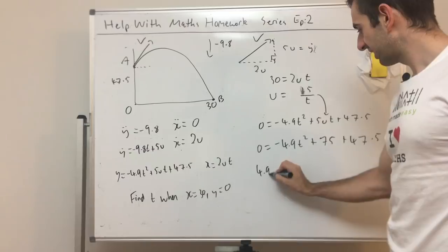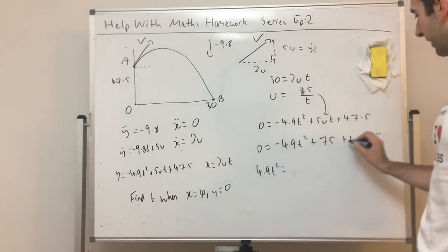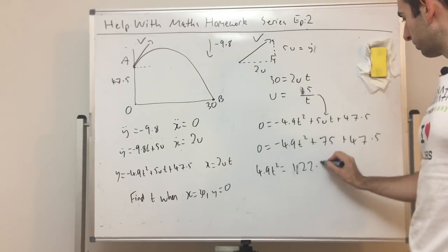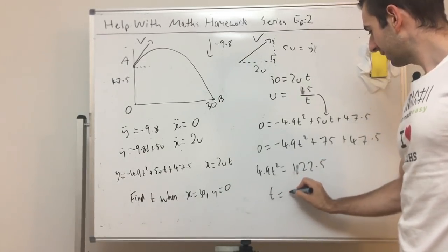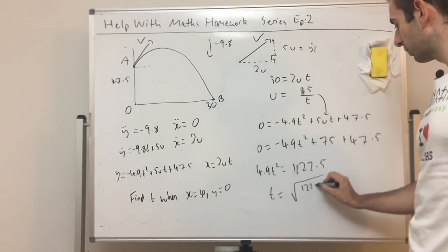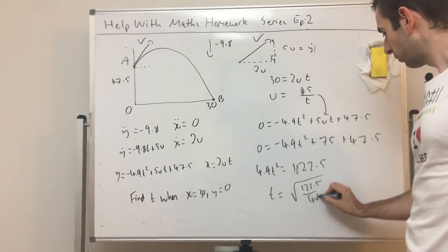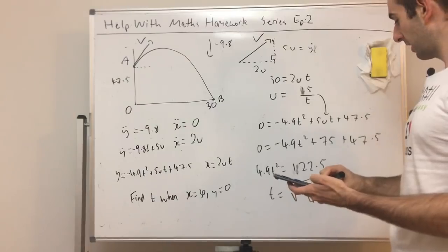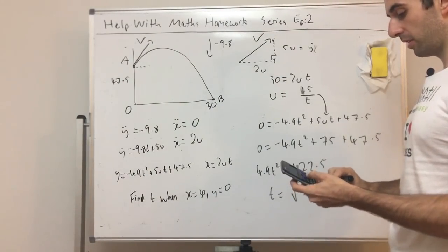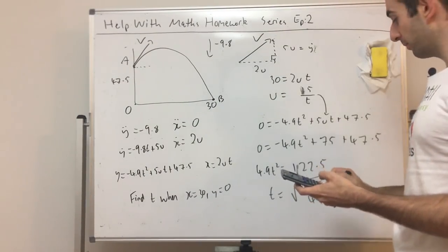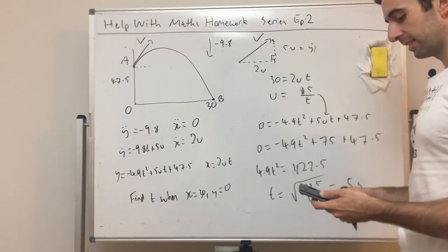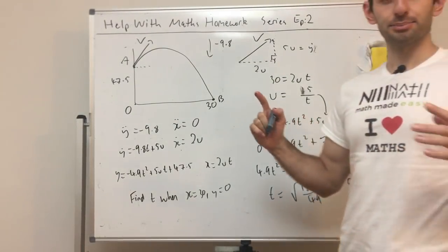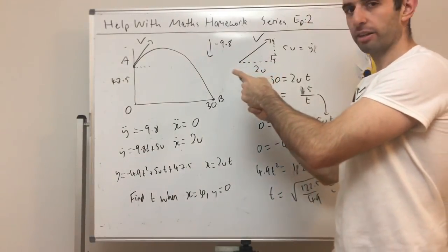So if I bring this term over here, 4.9t squared equals 122.5. t will be the square root of 122.5 over 4.9. Just get your handy pocket calculator. 122.5 divided by 4.9, and what do you know? 5 seconds.